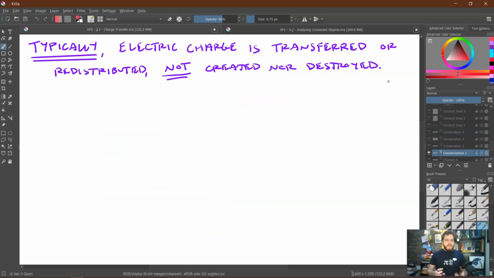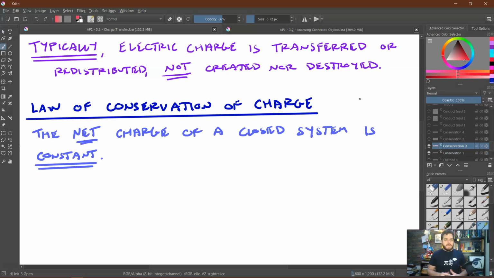The first thing to think about when we talk about electric charges moving is that they are transferred or redistributed. They are not created nor destroyed. They go from one place to another. They don't just pop into and out of existence. And this is largely governed by the law of conservation of charge, which appears to be one of the fundamental laws of the universe, that the net charge of a closed system is constant.